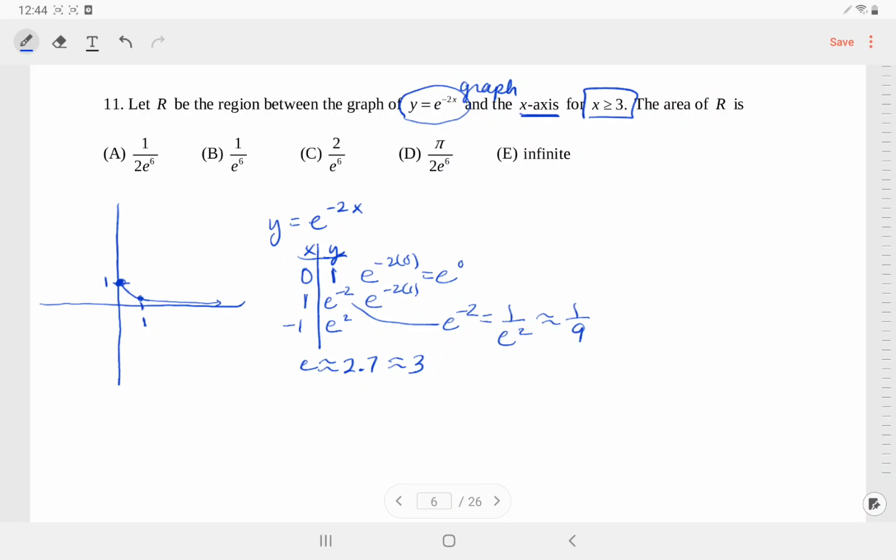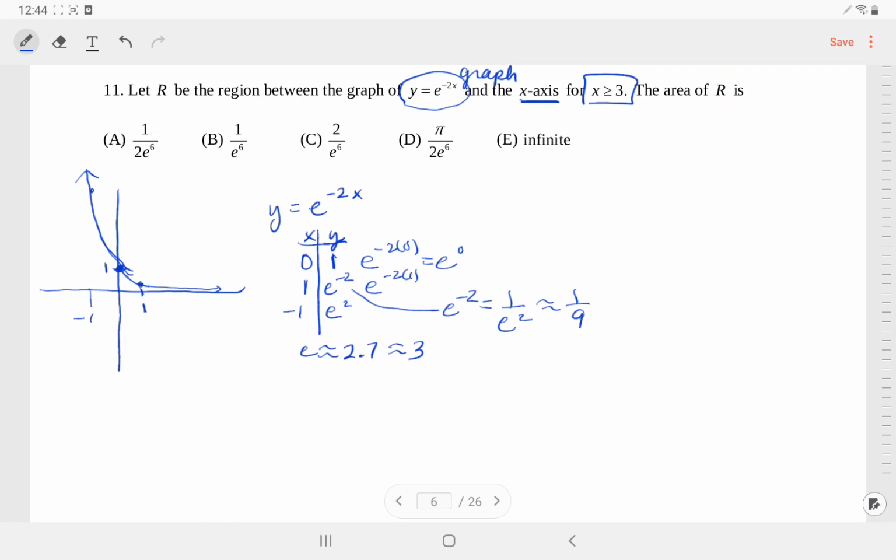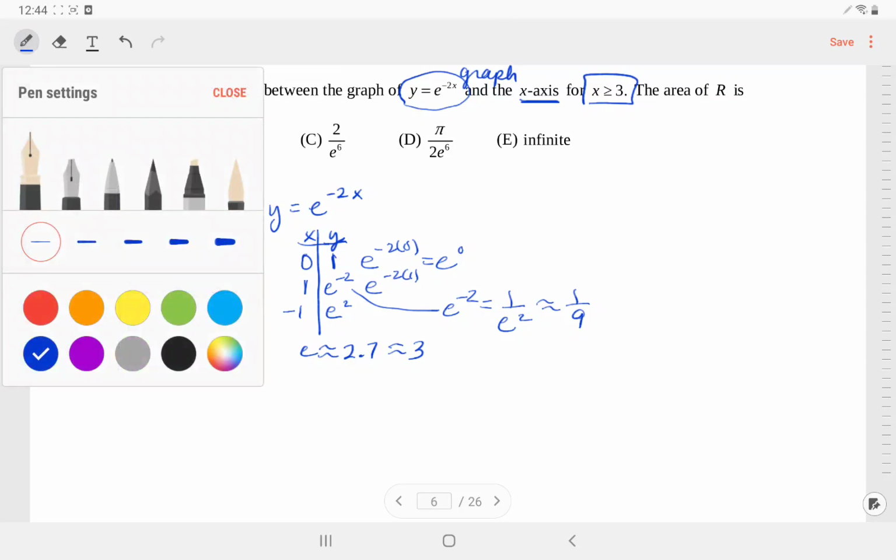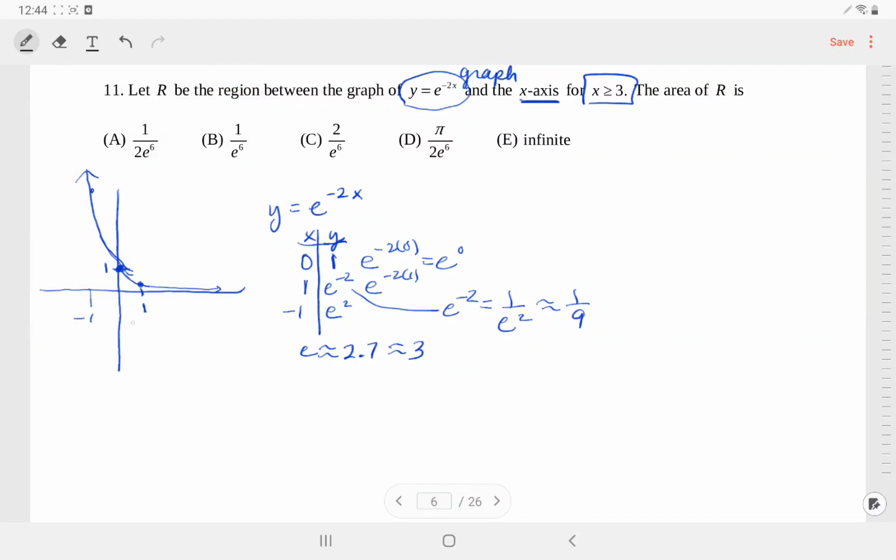Okay. So far it looks like this. Goes down, there's an asymptote there. And then negative 1 is e squared. That's about 9. That's up here. So here's my picture. I'm probably going to want a zoomed in picture, but at least this is the beginning. And the x-axis. Let's make the x-axis in another color. So here's the x-axis. There's the curve.